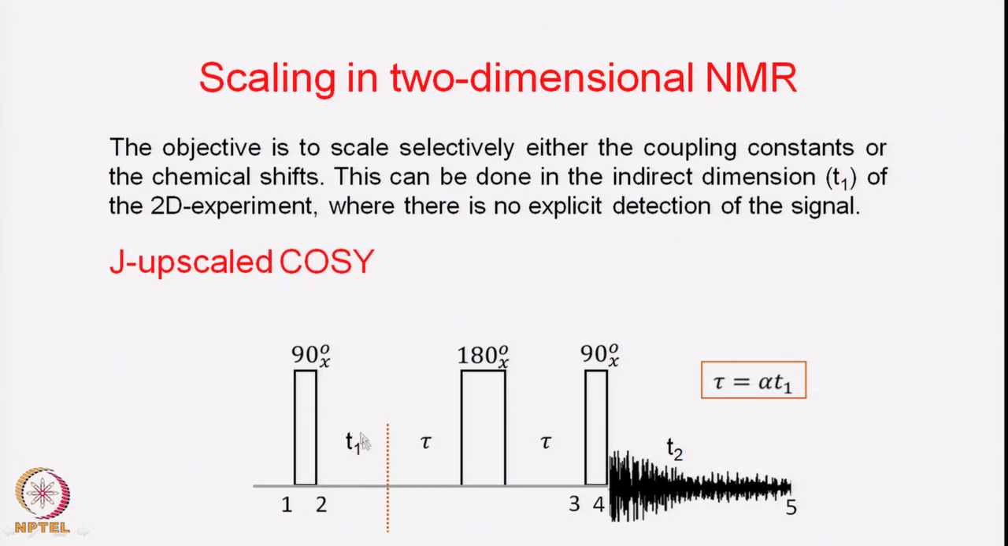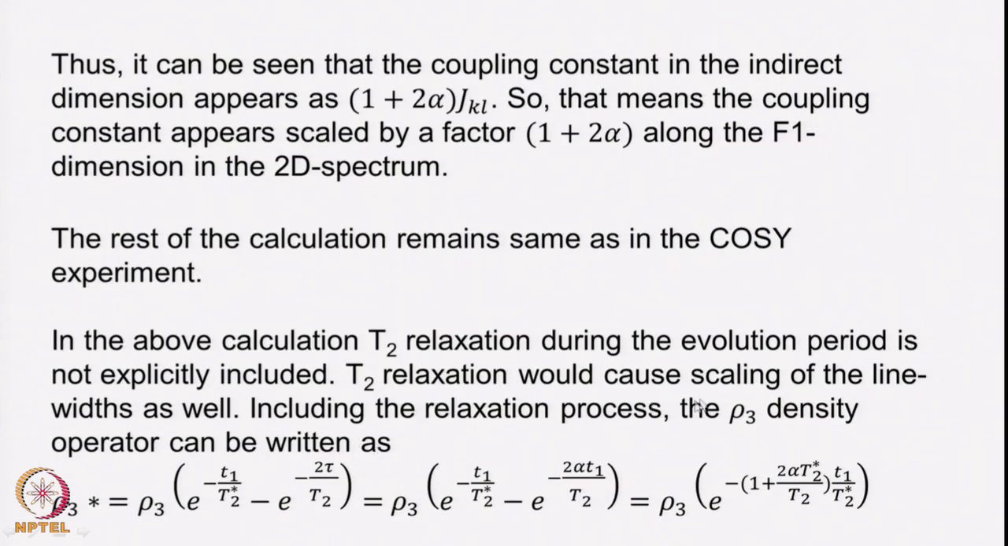Therefore, during this period, the transverse relaxation happens with the time constant T2 star, which includes T2 plus the contribution from the field inhomogeneity. Whereas here during this period, the relaxation will be dictated by T2 alone. There will be no field inhomogeneity contributions. Therefore, the signal will decay in the following manner. Up till here, it will decay with the time constant of T2 star, and from here to here, it will decay with the time constant of T2. Therefore, we have to calculate that explicitly, and that is what we will show here. So, this T2 relaxation would cause scaling of the line width as well. That is what we would like to show. What is the effect of T2 relaxation during this whole period?